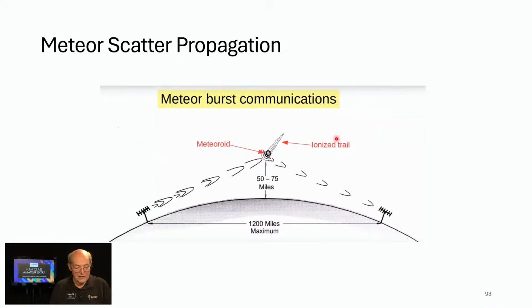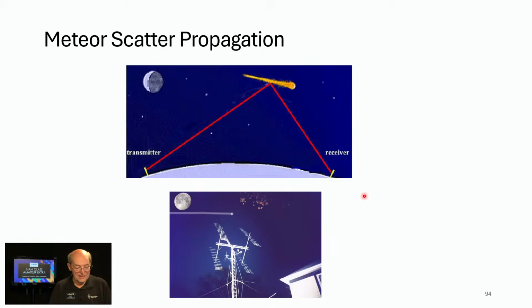So here we are, we've got an ionized trail from a meteoroid. Transmit and receive, and be up to 1,200 miles. Amazing. Here's some more pictures. The transmitter, receiver, something's bouncing off a meteor trail. Of course, this is wildly not to scale. It'd be something very tiny up there. And here's something that looks like an EME array, Earth, Moon, Earth, but in this case it's pointed up toward a meteor.